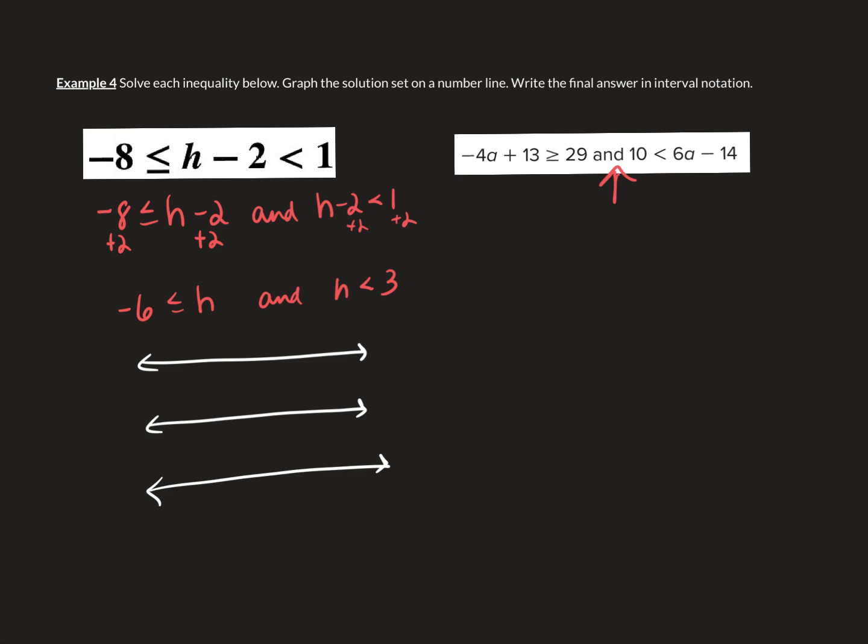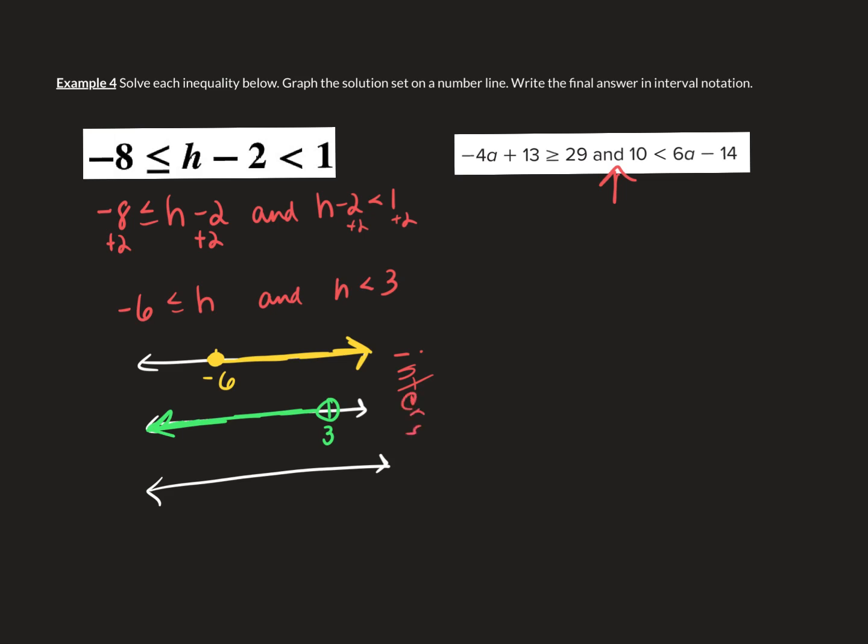-6 is less than or equal to h on the first number line. Now that says h is greater than or equal to -6. So greater than or equal to is shaded that way. And I'll do my h is less than 3. Here's 3, it's open, and shade to the left. And then remember, we're looking for the intersection.